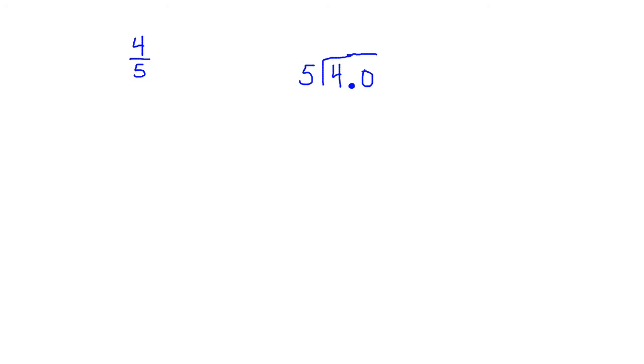So now I look at it and ask, what times 5 gives me 40? 5 goes into 40 8 times. So 8 times 5 is 40, subtract and we get 0. Now the decimal that was here goes straight up to the top. They definitely line up. And so 4/5 is the same as 0.8.